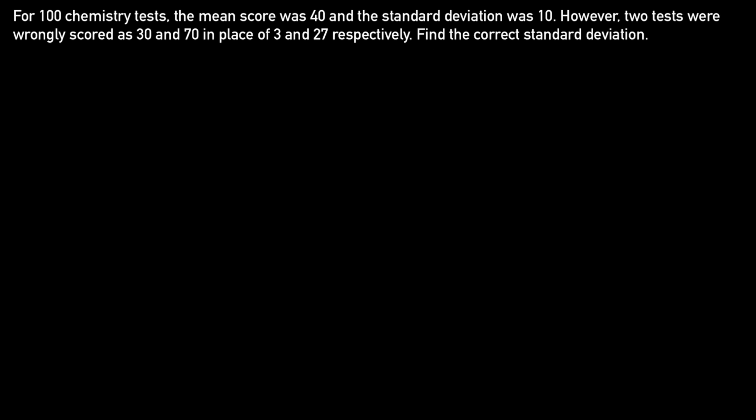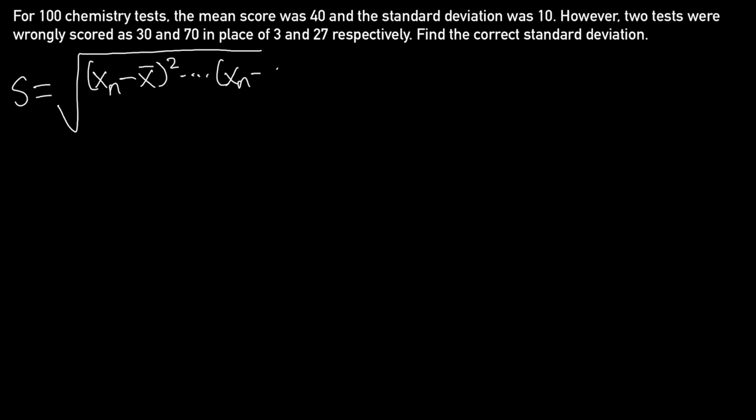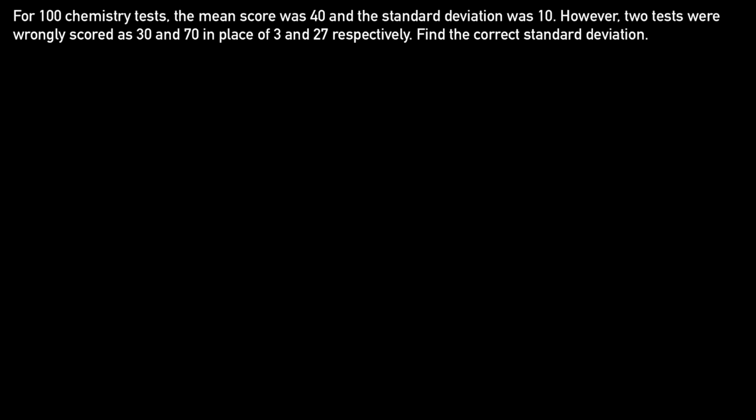So, the formula for standard deviation is S, standard deviation, equals the square root of the difference between every term and the mean, or the average, squared, and you add all of that up for however many terms you have, divide that by n, and you square root it all. So we need to find the mean before we can find the correct standard deviation. Now, in order to find the correct mean, we have to find the incorrect mean first, which should be pretty easy.